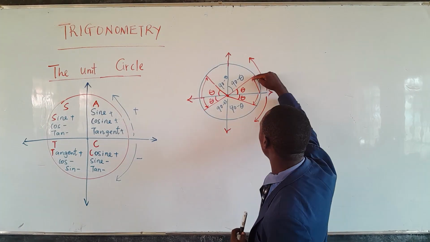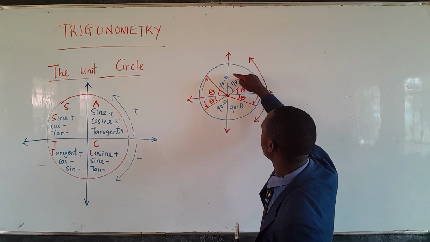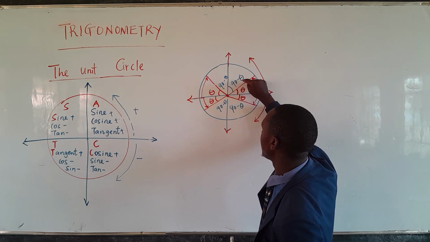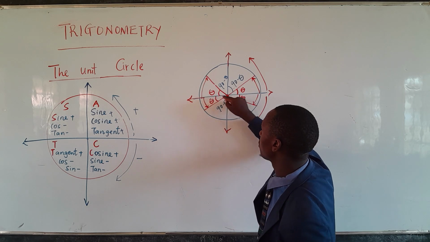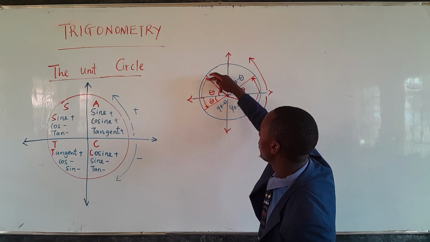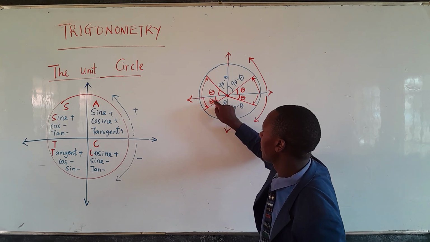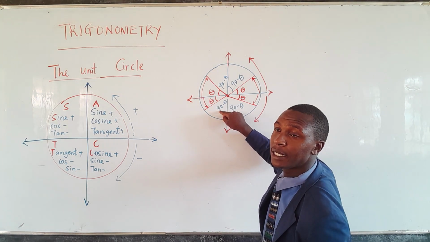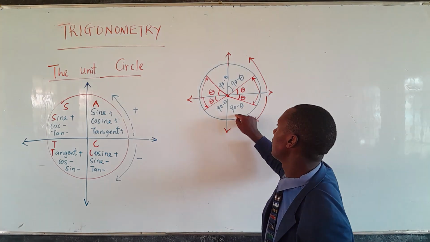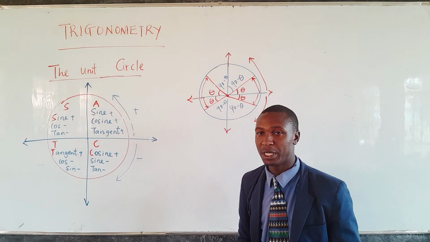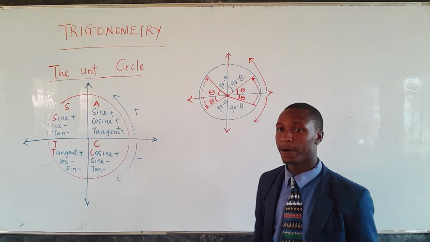Also, in this quadrant, if this angle is theta, therefore it means since this is 90, the remaining angle here will be 90 minus theta. Same case to the second quadrant where we have theta here, the remaining angle here is going to be 90 minus theta. This is again theta, this angle is going to be 90 minus theta. And lastly, in the last quadrant, if this angle is theta, this other one is going to be 90 minus theta.